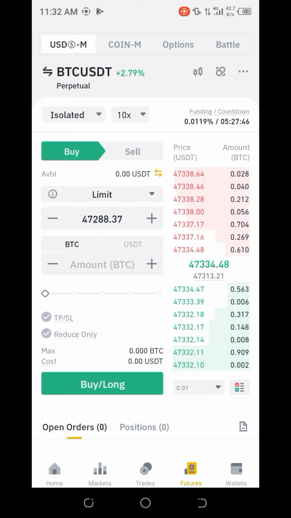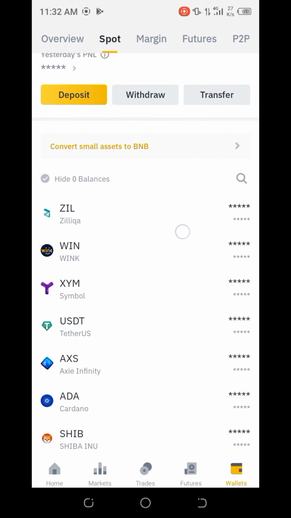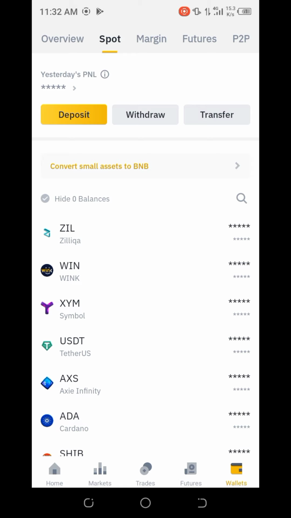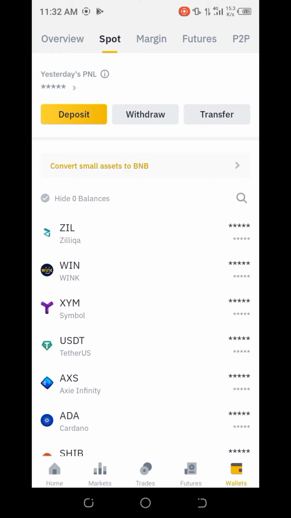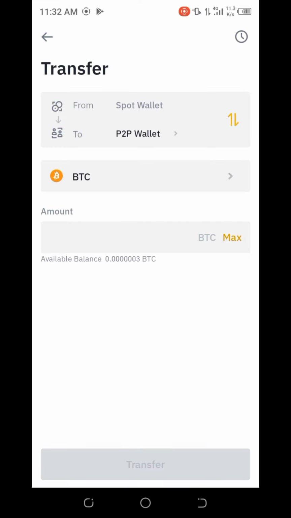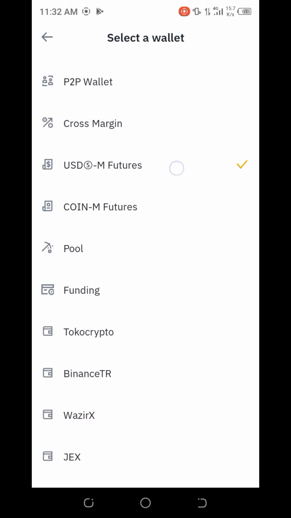Now, look at what we are going to do. We are going to transfer the crypto that is in our wallet already, that's the USDT that we have in our spot wallet here, to the Binance Futures. And in order to do that, you click on this transfer here. When you click on it, you change this P2P wallet here to coin futures here.